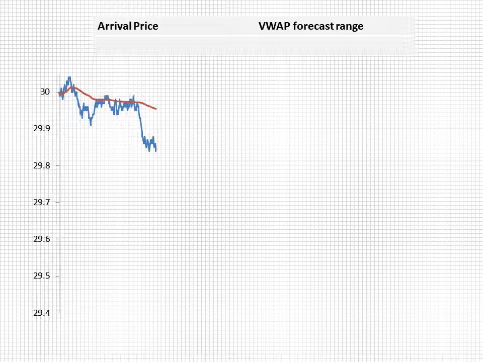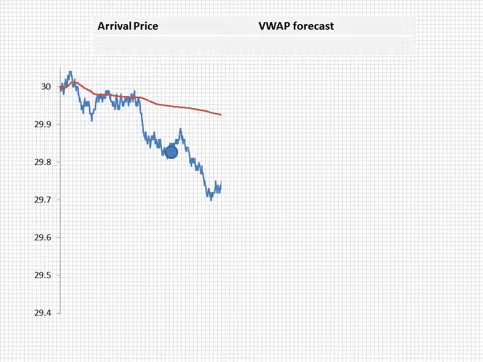Here we see the data set through the early trading period. We see the lower end of the VWAP forecast at 29.87. We see the market price trading below that at 29.80. This is our first entry level for the child buy orders at 29.80, leading us to an initial arrival price of 29.80.